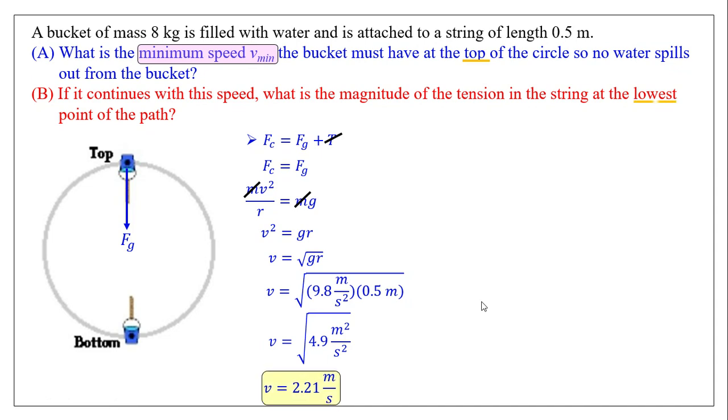Now let's do part B. Part B says the lowest point, right? It says if it continues with this speed, assuming that it continues with this speed, at the lowest point. So let's go ahead and set up the physics for part B.